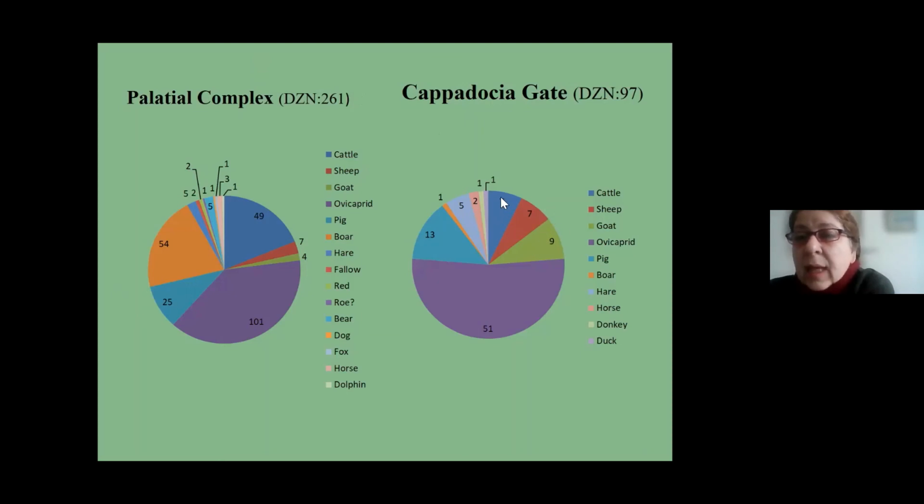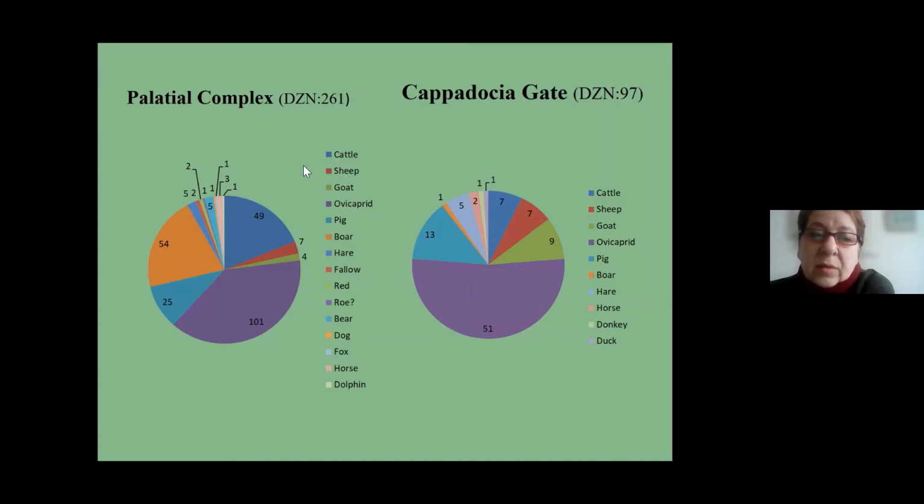Looking at the Cappadocia Gate, these people who I call workers, you see that they have got very little consumption of cattle, with most of the pie taken up by sheep and goat. Almost two-thirds, almost three-quarters are taken by sheep and goat. Then we have got some pig and some other animals. Amongst these animals, we have the presence of one wild pig and one bone of hare, wild animal, and one bone of duck.